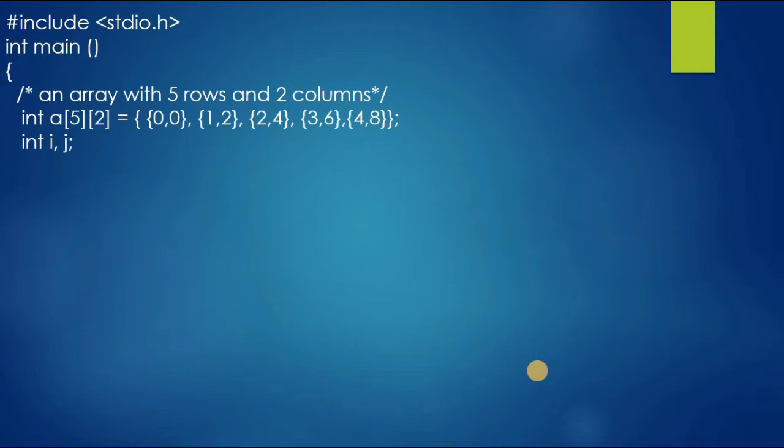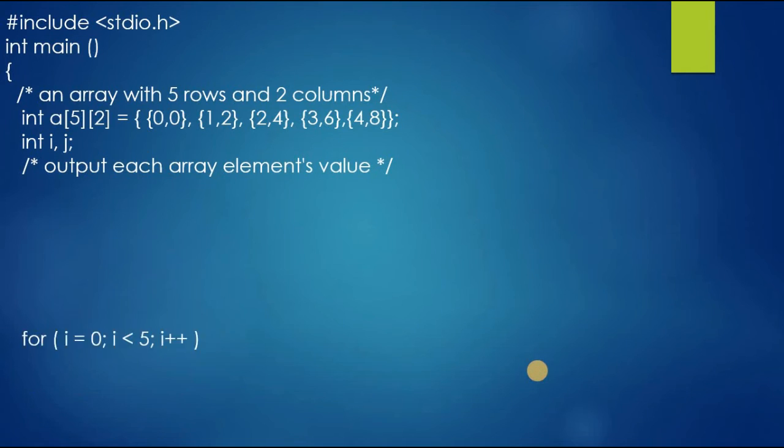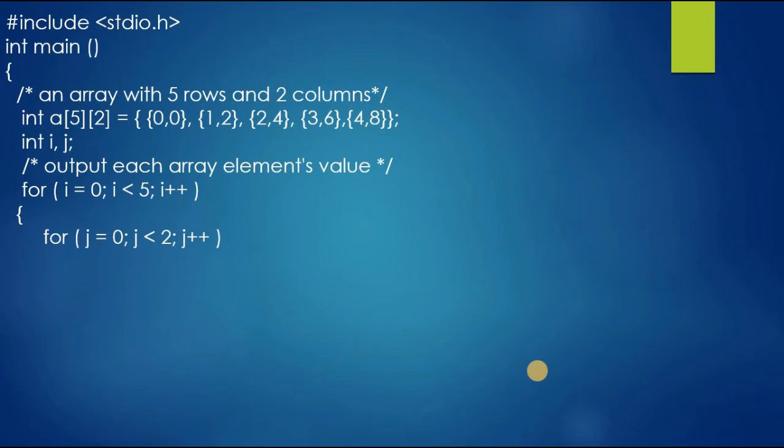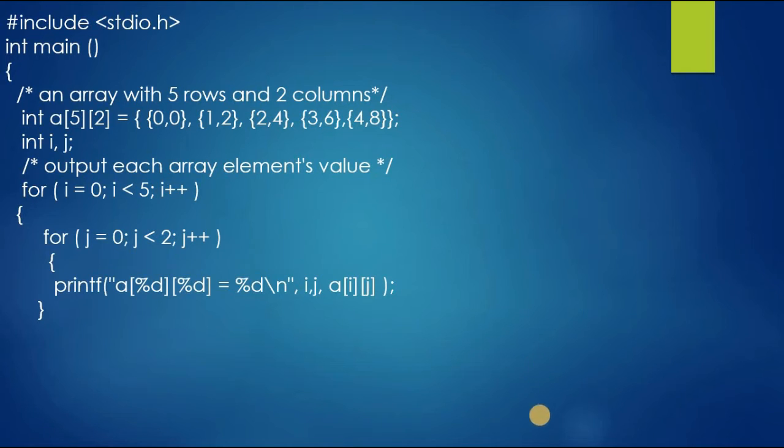Then integer variables i and j, to output each array element's value. For displaying the array elements we used a for loop, then we opened a curly bracket. Then again we used a for, so here we used a nested for loop. In the inner for loop, the printf statement is given. Then we closed our outer for loop. Then we return the value 0 and close the braces.